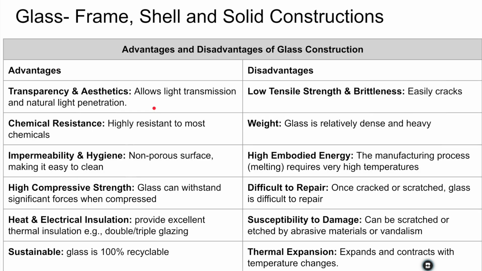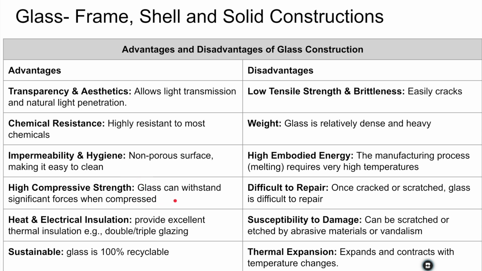All right, let's talk about advantages and disadvantages of glass. Transparency and aesthetics, this is the biggest advantage. It allows light transmission, natural light penetration. It's chemical resistant, so it's highly resistant to most chemicals. We talked about hydrofluoric acid, that's one of the exceptions. It's impermeable, so it's a non-porous surface, so it's easy to clean, and that means that it can be quite hygienic. For instance, in places like hospitals where you want clean surfaces.